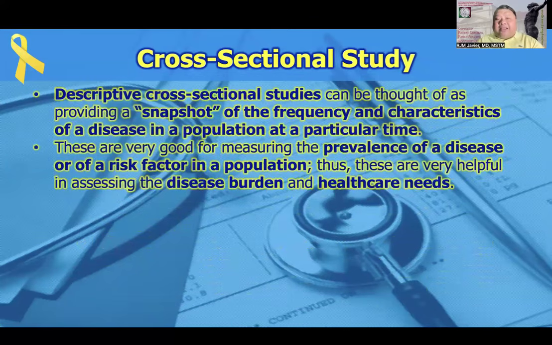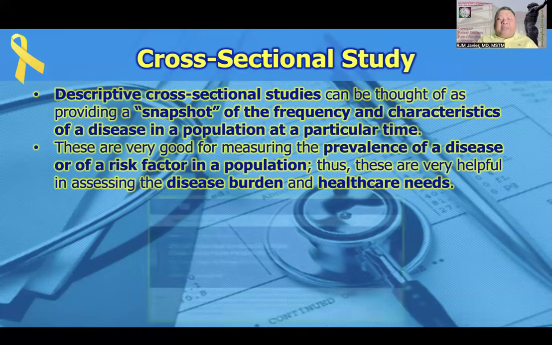When we say it's a purely descriptive cross-sectional study, it provides a snapshot of the frequency and characteristics of disease in a population at a particular period in time or point in time. This is very ideal in establishing prevalence of disease or identifying risk factors in a population. Ergo, they are very relevant in assessing diseases that are of public health burden. And this is also where health policy development can also begin.